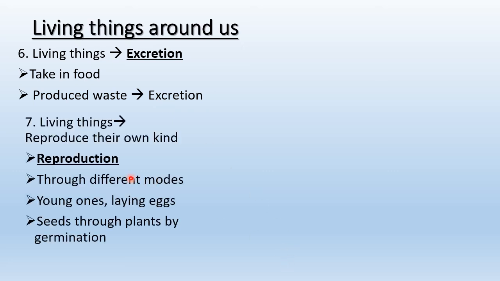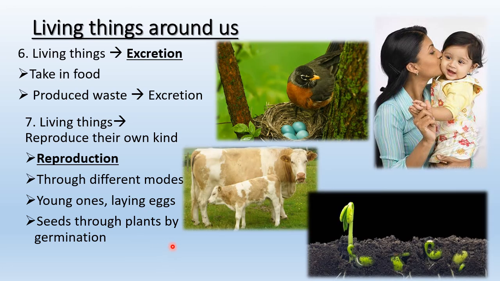Living things also reproduce their own kind. This is called reproduction. It can be through different modes. They may give birth to young ones, or may lay eggs, and plants produce seeds that grow by germination. Mammals like whales and dolphins give birth to their young ones, whereas sharks, fishes and turtles lay eggs.